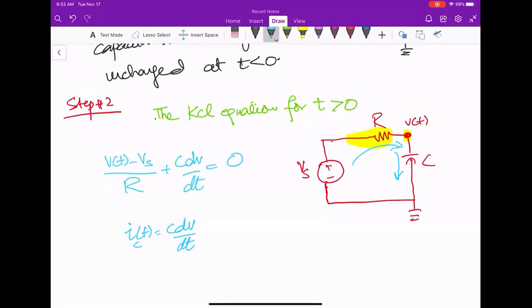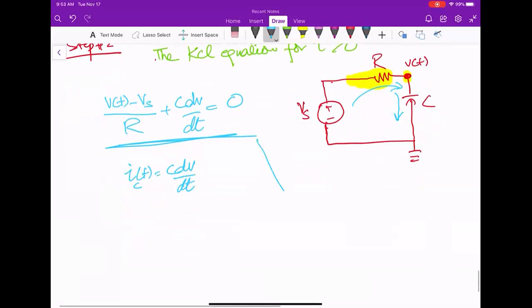Okay, now looking at this equation, what we will try to do is make this equation in this form.